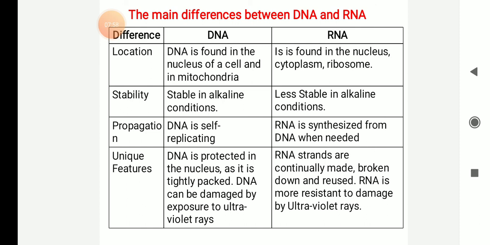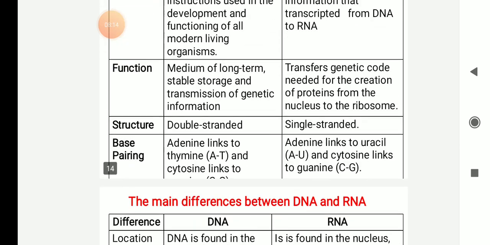Unique features: DNA is protected in the nucleus as it is tightly packed. DNA can be damaged by exposure to UV rays. In the case of RNA, strands are continuously made, broken down and reused. RNA is more resistant to damage by UV rays. Okay, so these are the topics for today.